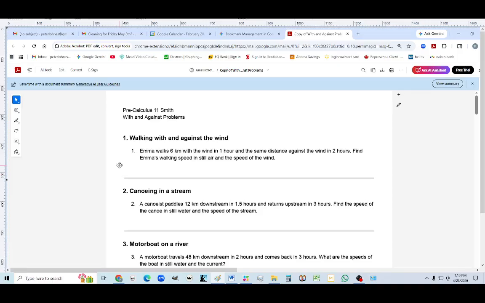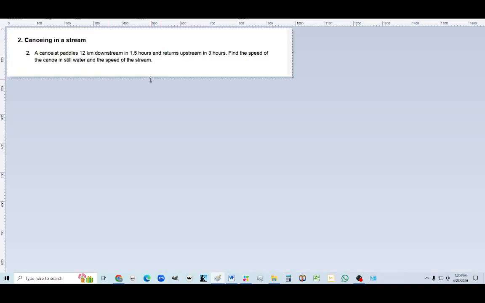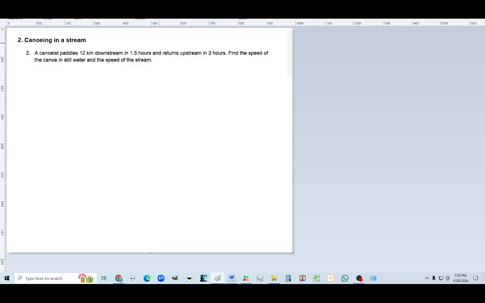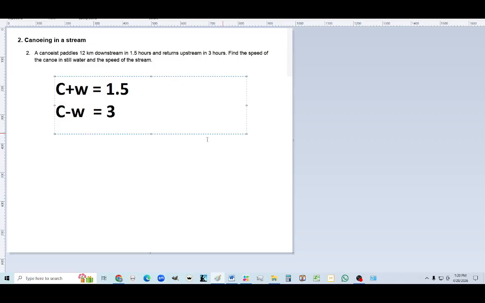All of these equations where the time is different are going to be like that, okay? So now I'm going to race through them. We're going to call him a canoeist, and we're going to call the stream water. So with the water, it's only going to take him 1.5 hours. And against the water, it obviously is going to always take him longer, 3 hours. So that's the time.